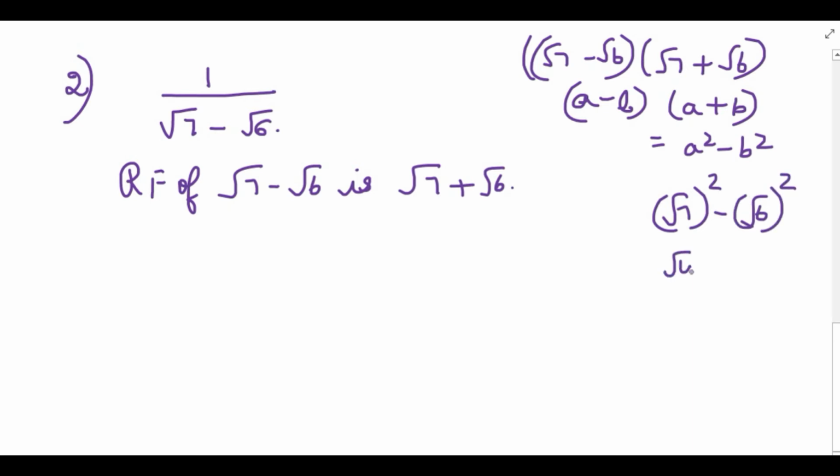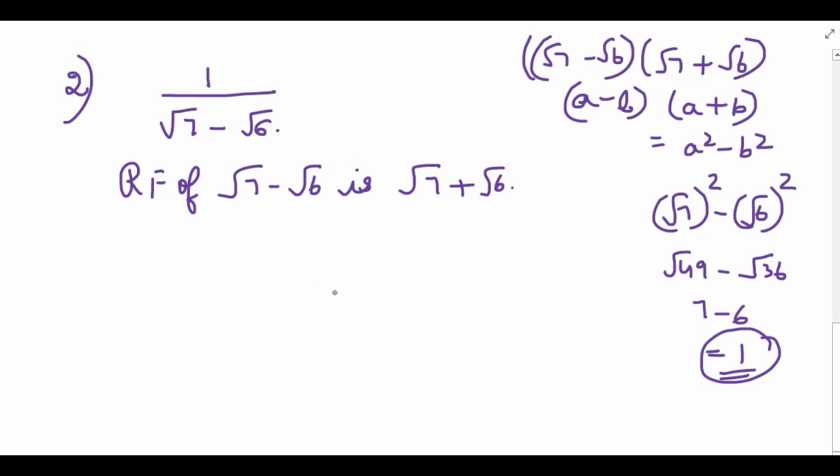That means root of 49 minus root of 36. 7 minus 6 is 1. We get a rational number. So the rationalizing factor of root 7 minus root 6 is root 7 plus root 6.